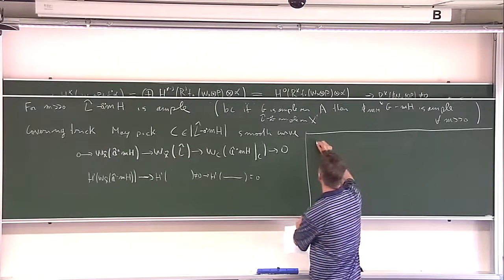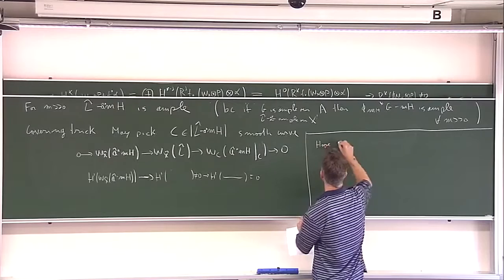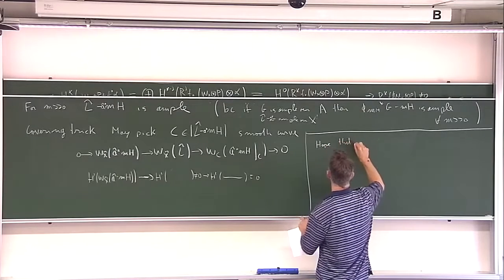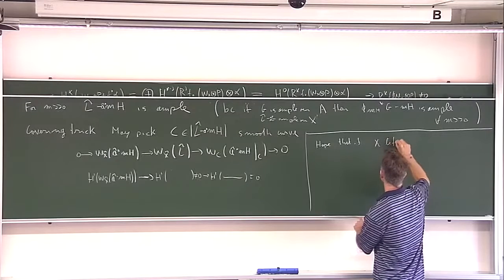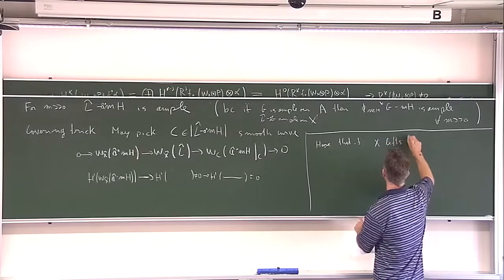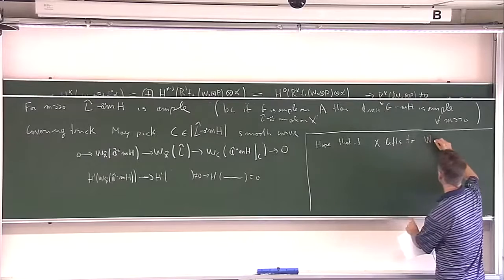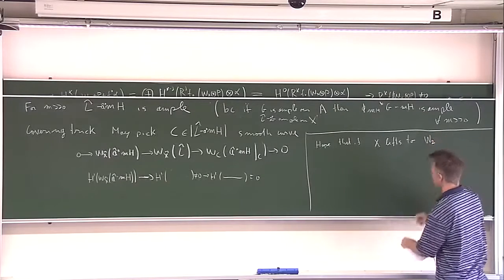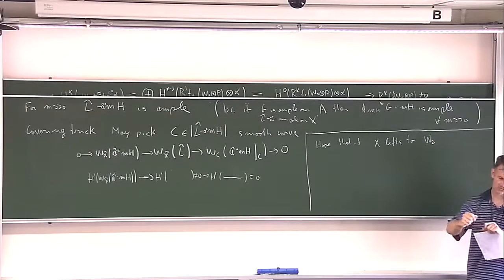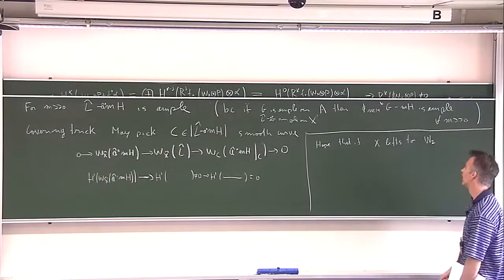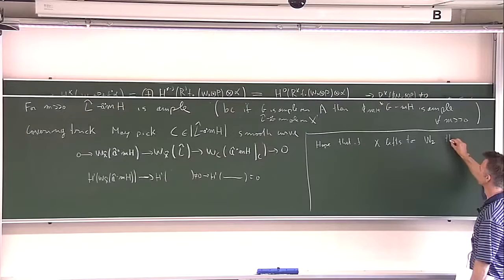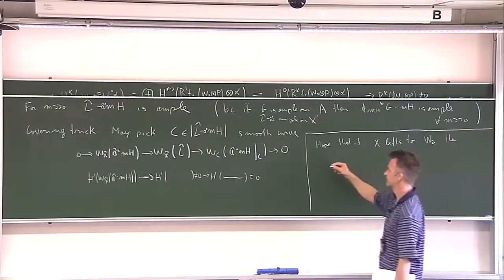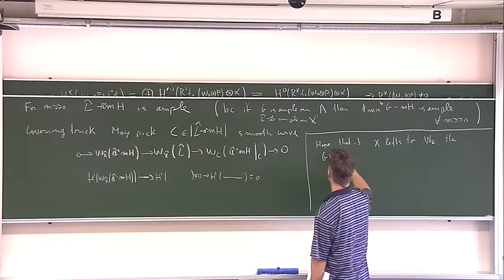So you could hope that if X lifts to W_2, the second Witt vectors, so if you have a sort of first order lifting of your characteristic p variety, then generic vanishing holds.